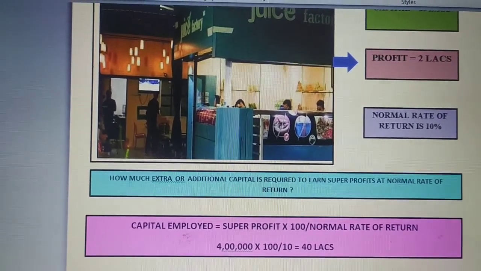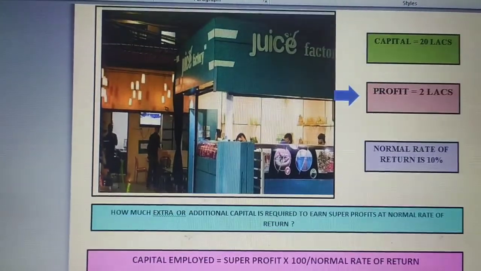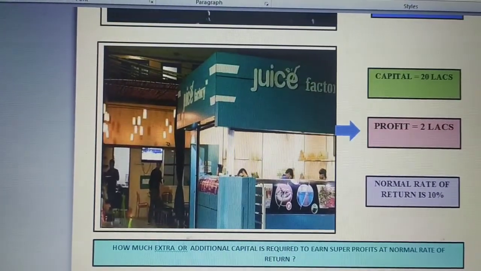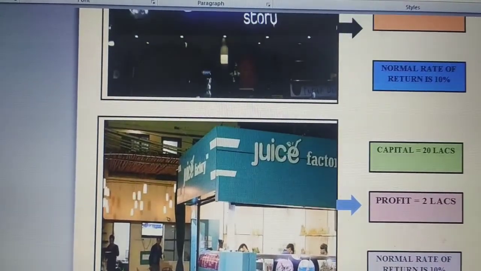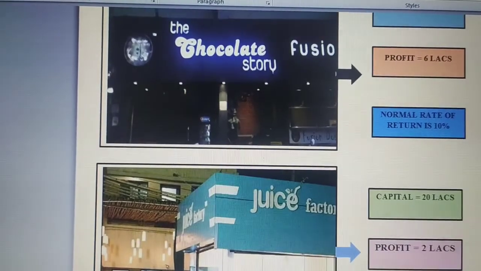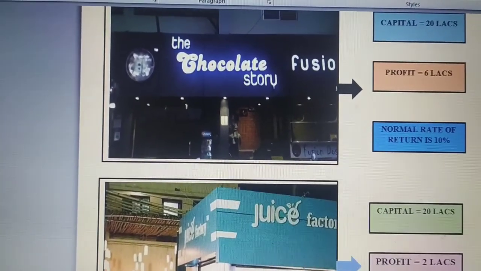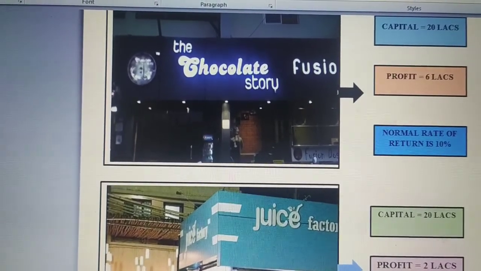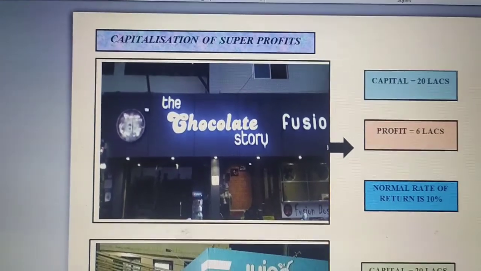So this 40 lakh, what does it mean? This is the additional capital which Juice Factory needs to invest in the business to attain that super profit, that extra 4 lakh. For that purpose, they need to invest how much more? They need to invest 40 lakhs more in the business, which is also their goodwill. Okay.